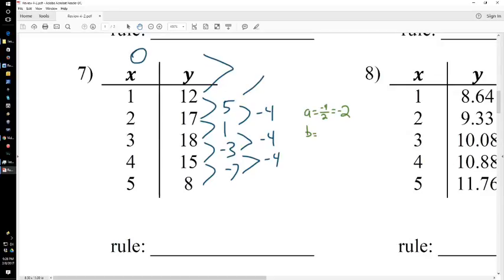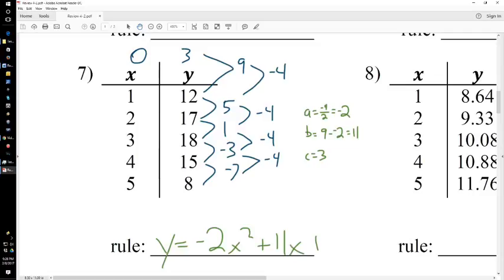But to find that, we've got to back up the outside. So 5 minus negative 4, well, that's really plus 4. That's 9. And then 12 minus 9 is 3. So 3 is your starting point. And remember, the very first difference is the one between your starting and the first point. So the 9 is your very first difference. So it's 9 minus your A value. So that's 11. And C is your start, 3. Therefore, y equals negative 2x squared plus 11x plus 3.